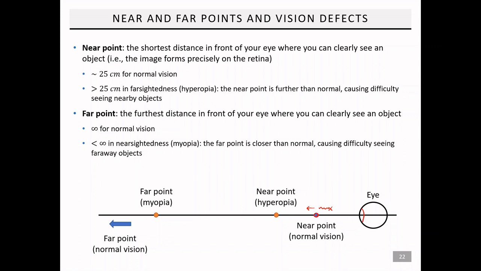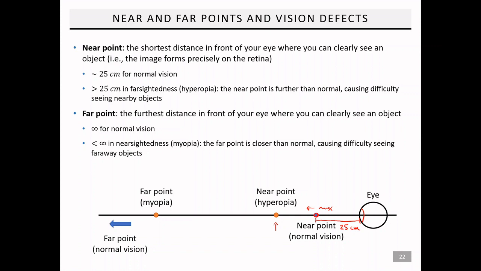For a normal human eye, or a human eye with normal vision, this distance is about 25 centimeters, I'm told. If your near point is further away than 25 centimeters, so at this yellow or orange dot right here, then you have what's called hyperopia, or farsightedness. This is just when the near point is further than normal.